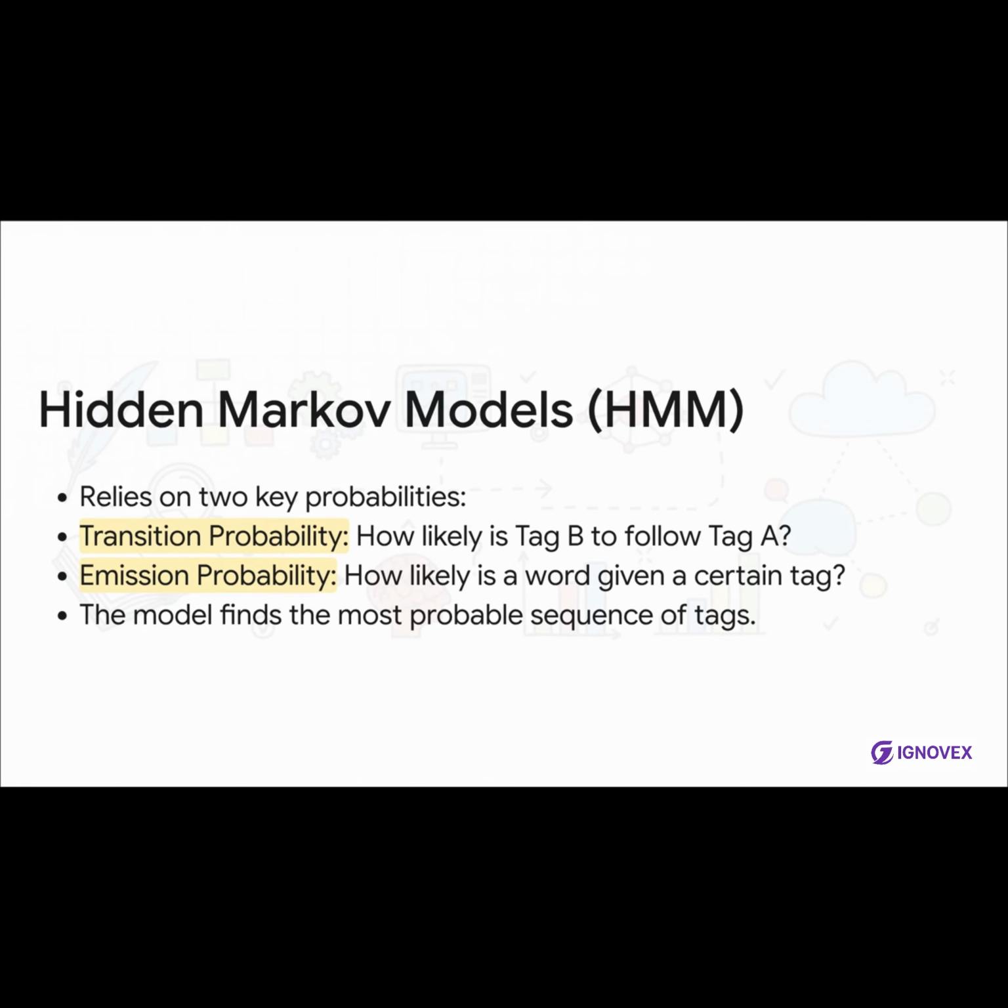Now, the workhorse of this new statistical era was something called a hidden Markov model, or HMM. It basically boils down to calculating two key probabilities. First, there's the transition probability.